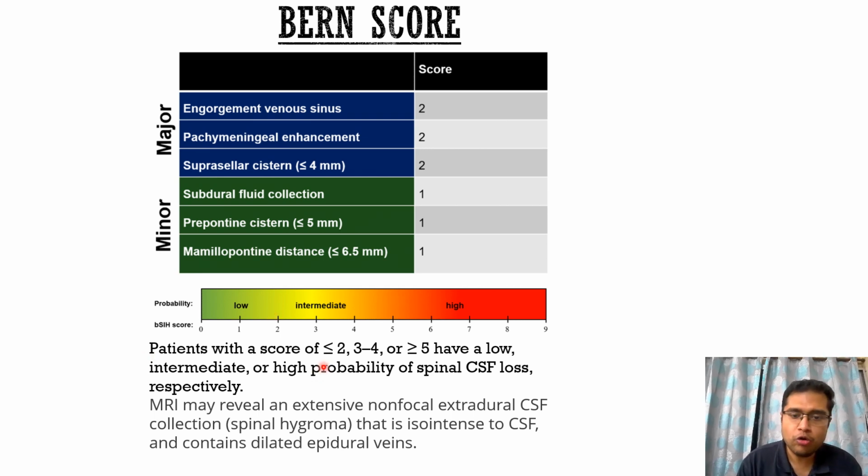So a patient with a score of less than or equal to 2, 3 to 4, or more than or equal to 5 has low, intermediate and high probability of a spinal CSF loss respectively. An MRI may reveal an extensive non-focal extradural CSF collection, as was seen in our case in the cervical spine imaging, which is isointense to CSF and contains the dilated epidural veins. So this Bern score is very important for the diagnosis of intracranial hypotension.